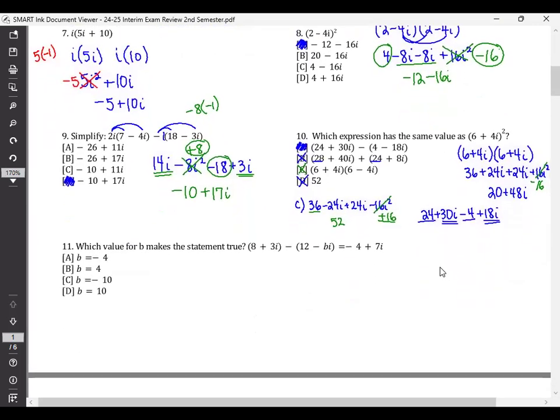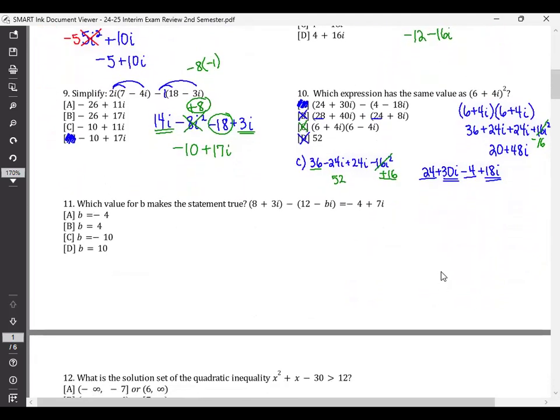For number 11, which value of b makes the statement true? So this is where we're going to first simplify the problem a little bit, or at least distribute that negative. So make it minus 12 plus bi. And then now all we have to do is look at the i parts. I don't need to look at anything else.